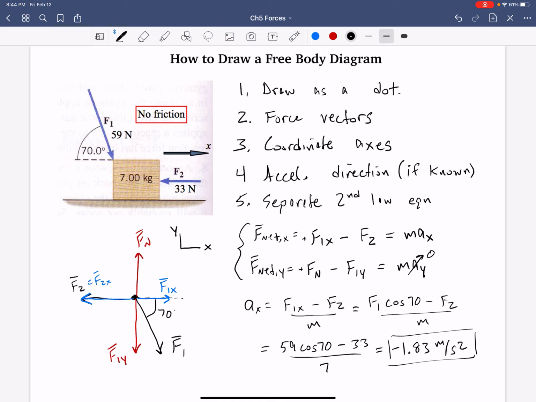And this means, since it's a negative number, this box will accelerate to the left, right? Because we chose right to be positive. Okay? So this was how you draw a free body diagram. Go through each of these 5 steps for every problem. Once you get your components drawn out like I have here, your equations should follow straightforwardly from that, and then it's just algebra to solve for whatever the problem wants you to solve for.